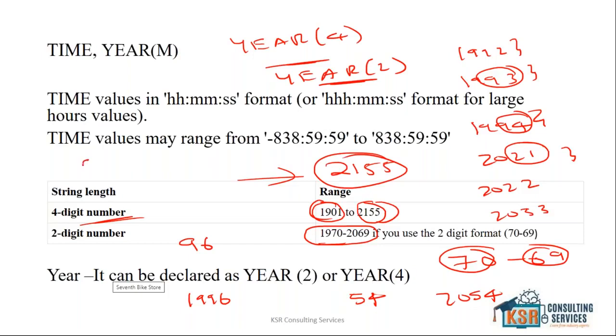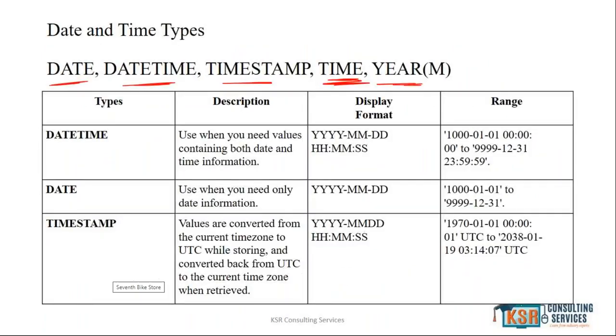Suppose I give 04. If I just store 04, it will assume it is 2004. If I give 99, it's going to be 1999. So this is how the year data type is designed. Either you can give 4 digits or 2 digits. This is again just a bit of theory. You need not worry about it, because in real time they will store it for you and you will be using it.